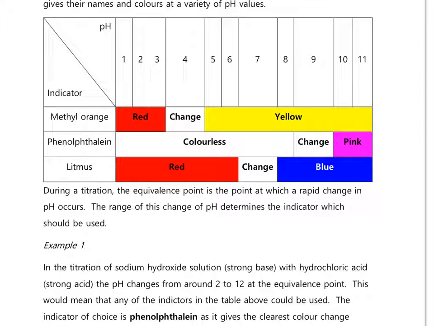So say for example your equivalence point was between pH 5 and pH 8, for a certain reaction. Can you see how methyl orange would not be suitable because it changes colour at pH 4? Yeah? So in fact, what would be suitable if you had an equivalence point between 5 and 8?